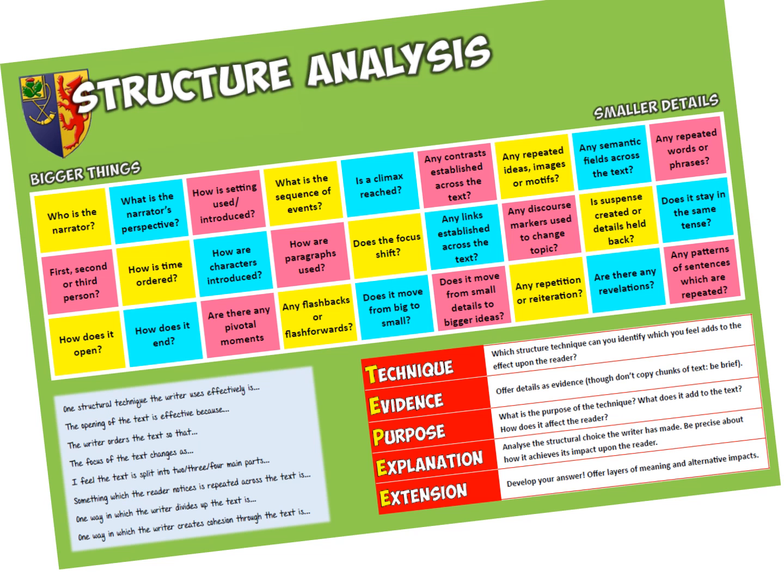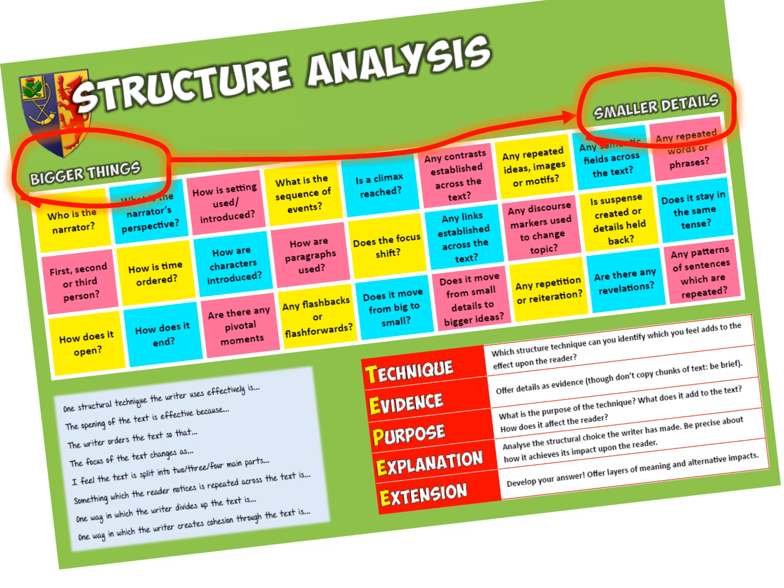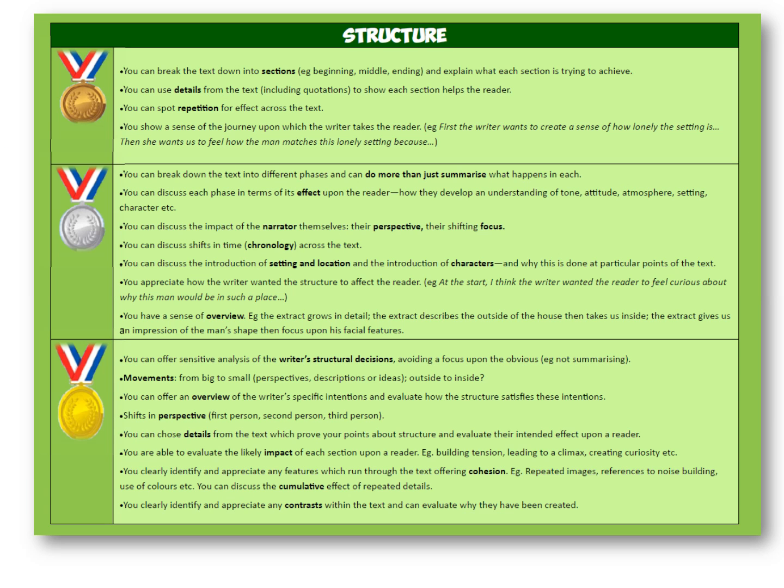In class, we have these large laminate mats. They talk about some of the bigger things you might think about, like who is the narrator, how is it ordered, is it in the first or the third person, and take you through to smaller details, like any patterns in the sentences or any repeated words or phrases. On the back of that, you also have the bronze, silver and gold skill levels to aim for.